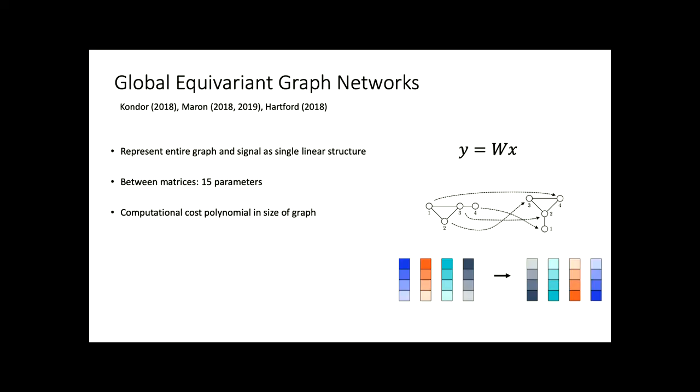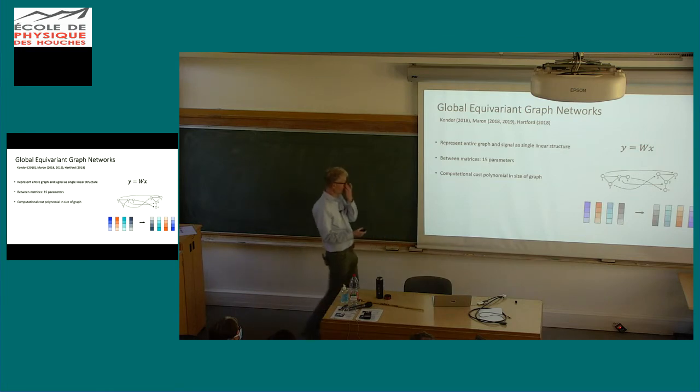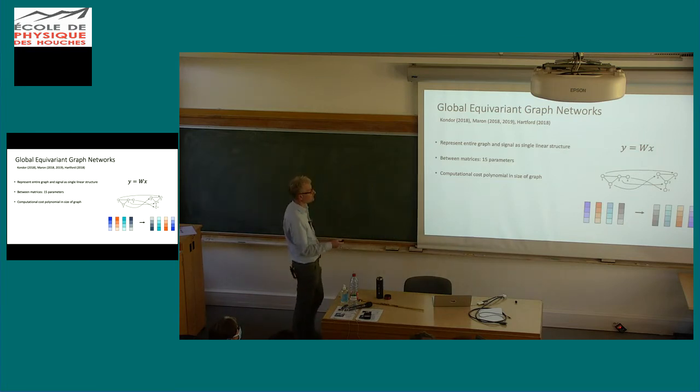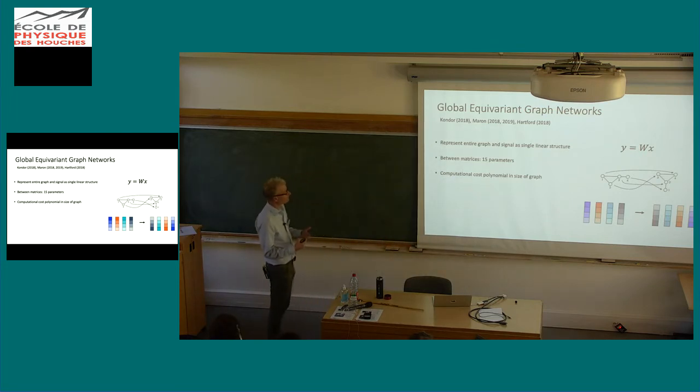So there are also networks which are called global equivariant graph networks, where you think of X as a vector, or even X as a tensor, which represents the entire graph, and you transform it as a linear structure with a matrix, or you conjugate it with a matrix: WX, or W X W transpose if this would be a tensor. Then you ask, okay, if this is the structure, what constraints should I apply to W for this permutation equivariance to hold?